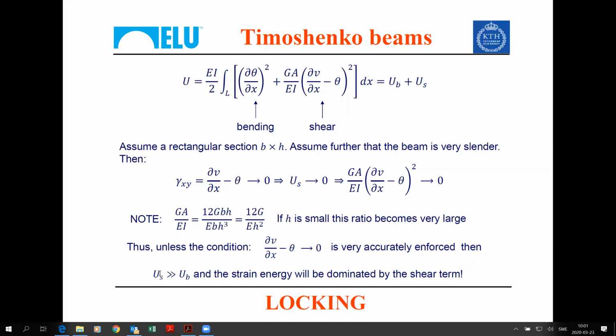This one should be 0. And it's not, because we enforce this condition, dV/dx minus theta tending to 0, poorly. Our approximation is rather poor, and we multiply this error by a very, very large constant.